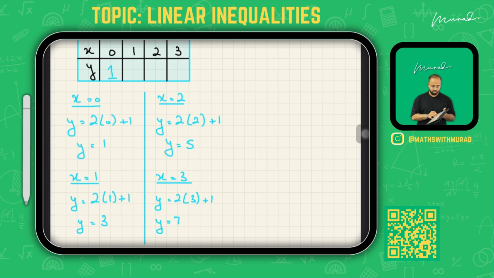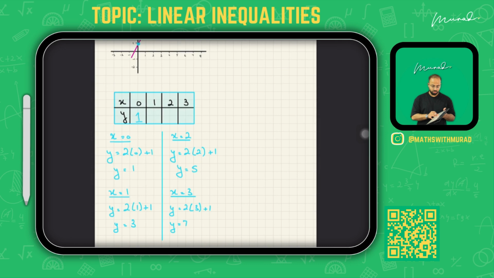Now in the last one, x equals 3, so I'll write x as 3 over here, and the value of y is 7. So I got my points: at x equals 0, y is 1; for x equals 1, y is 3; for x equals 2, y is 5; and for x equals 3, y is 7.